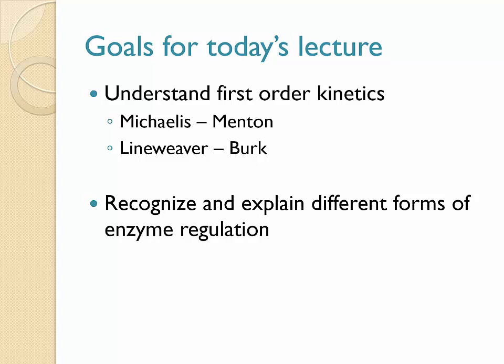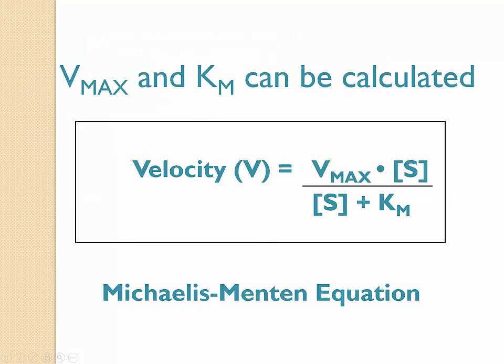There's a variant of the Michaelis-Menten called the Lineweaver-Burk that makes it a little bit easier to examine what is happening in a chemical reaction with respect to what is happening to the enzyme. So with that, we're going to be able to recognize and explain different forms of enzyme regulation.